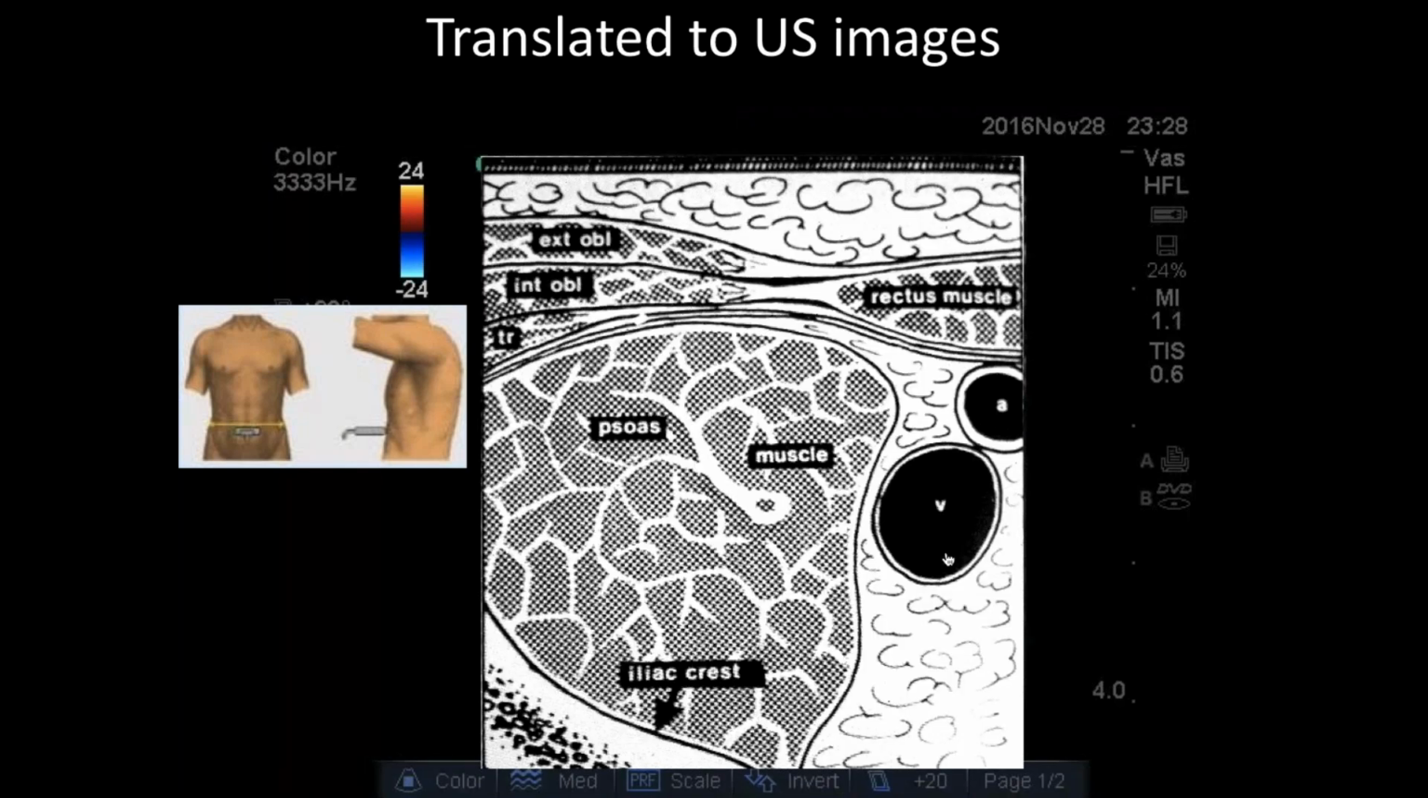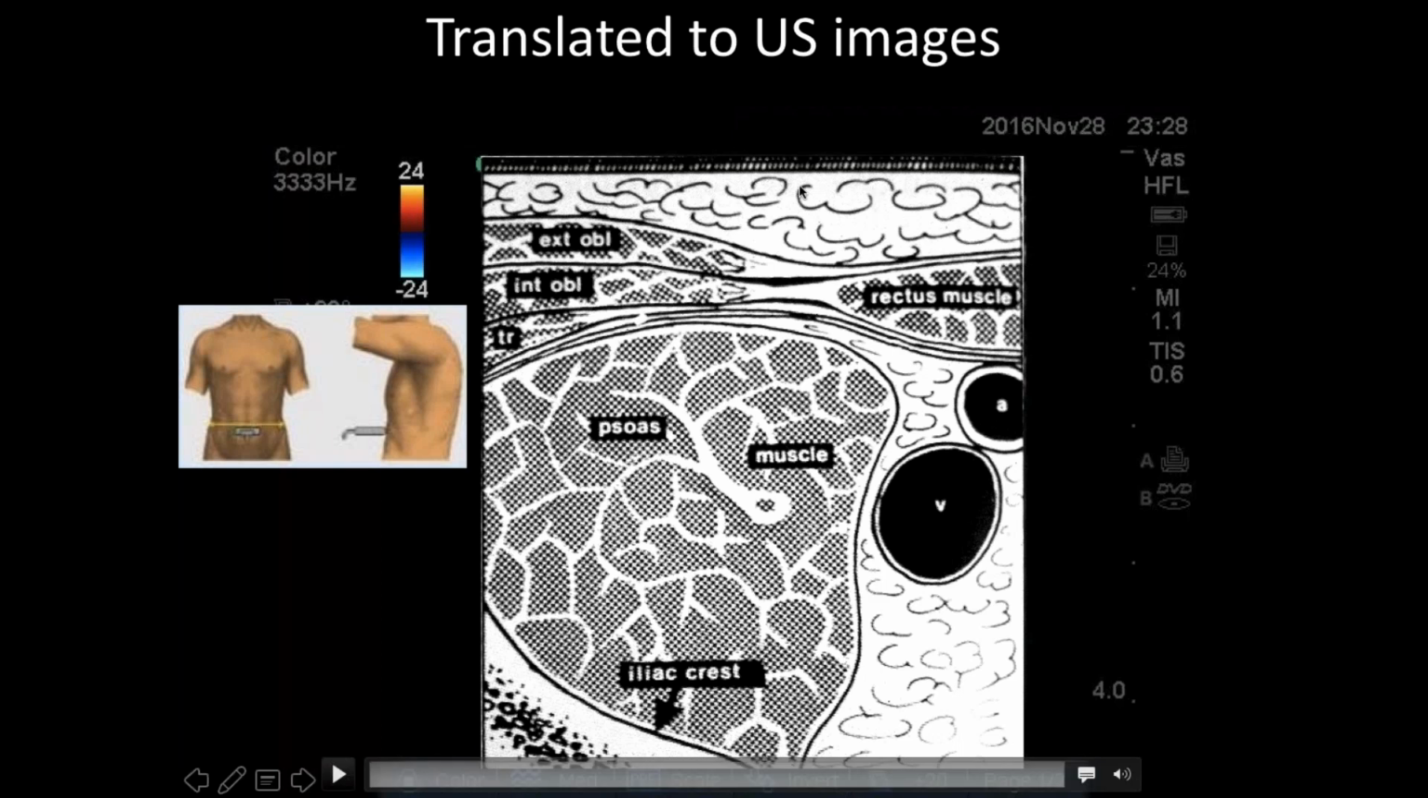And I'm going to overlay it with a schematic diagram to highlight finally the different layers that we're going through to put everyone on the same page here. So skin, subcutaneous tissue, the external and internal obliques, the transverse abdominis, the aponeurosis that wraps around the rectus muscle, which I've shown you, the iliac vessels, and then this large piece of muscle, the psoas muscle. Here it also points out the iliac crest.